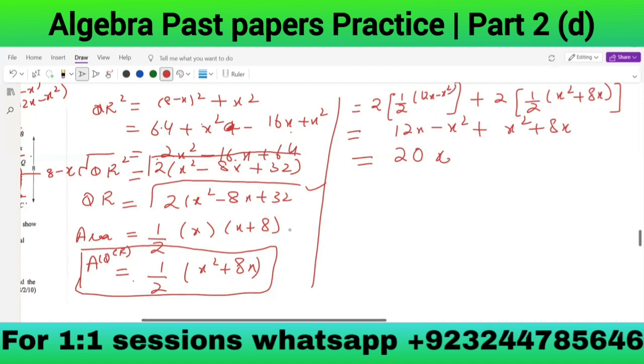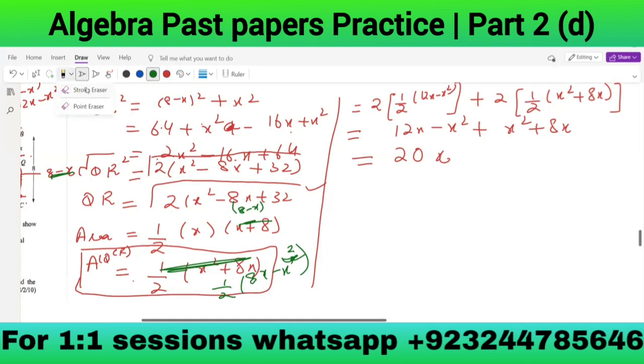Here I am putting the wrong sign and you're not telling me. It's x minus 8 over here, 8 minus x over here. So it should be 1 by 2 times 8x minus x square. So how can we get the plus sign over here?